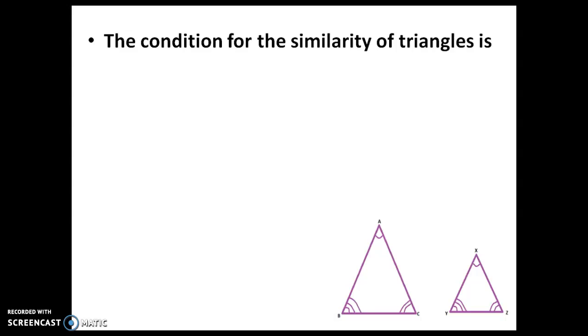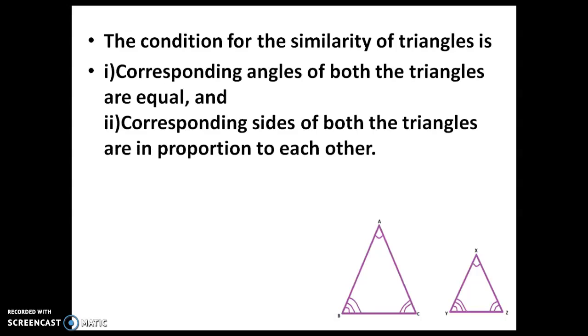So we already learned the condition for similarity of triangles. So these two triangles are there. If they have to be similar, what condition should they have? Corresponding angles of both the triangles are equal, and corresponding sides of both the triangles are in proportion to each other.